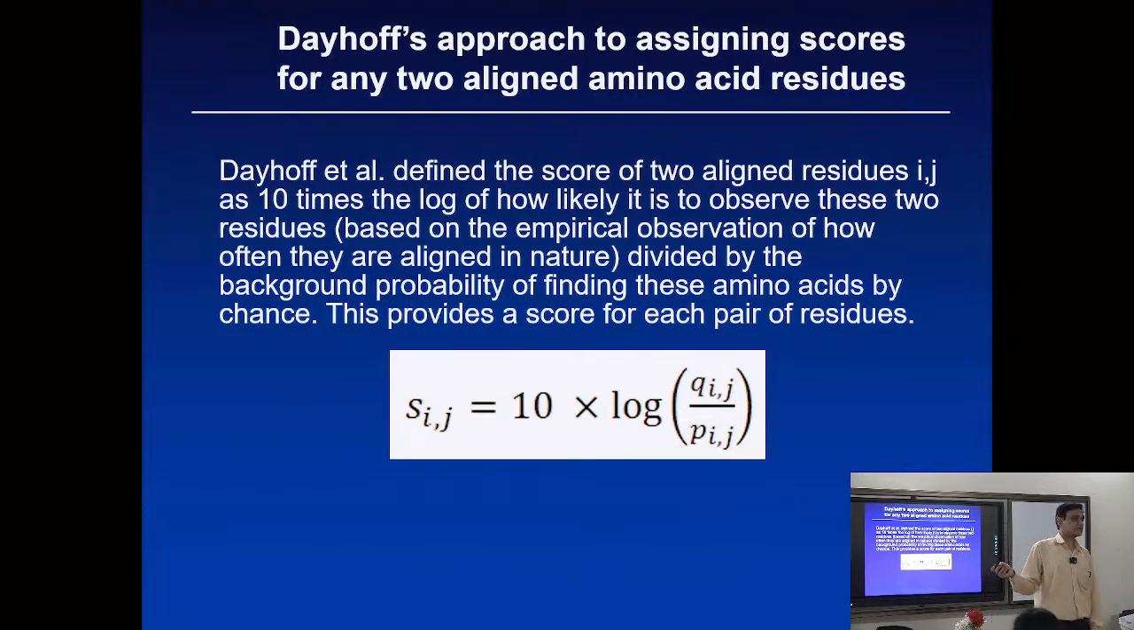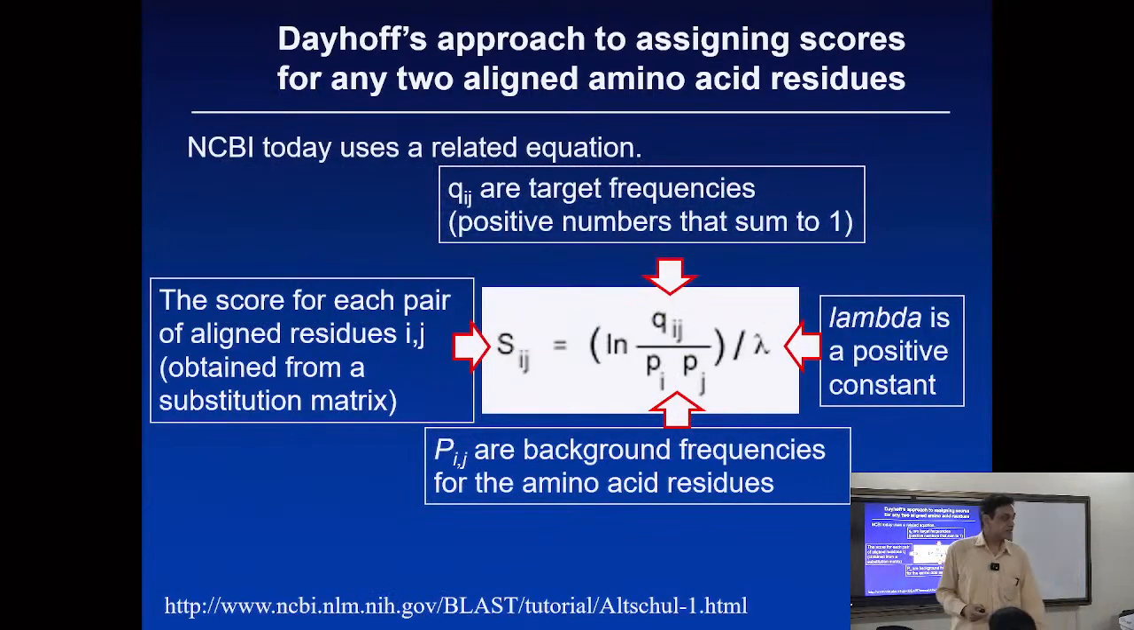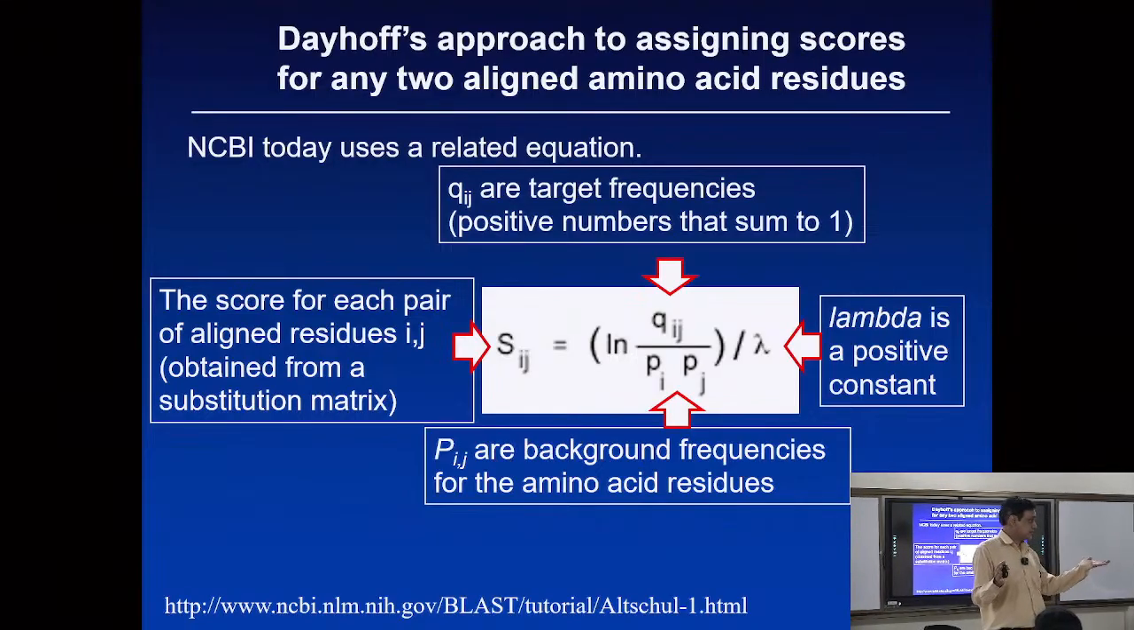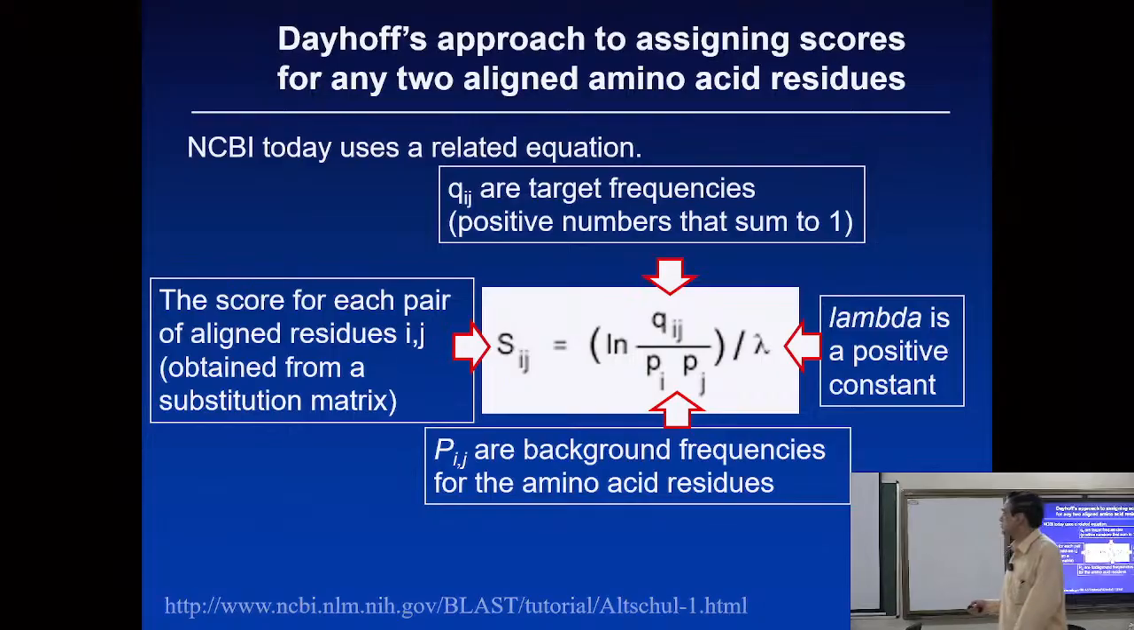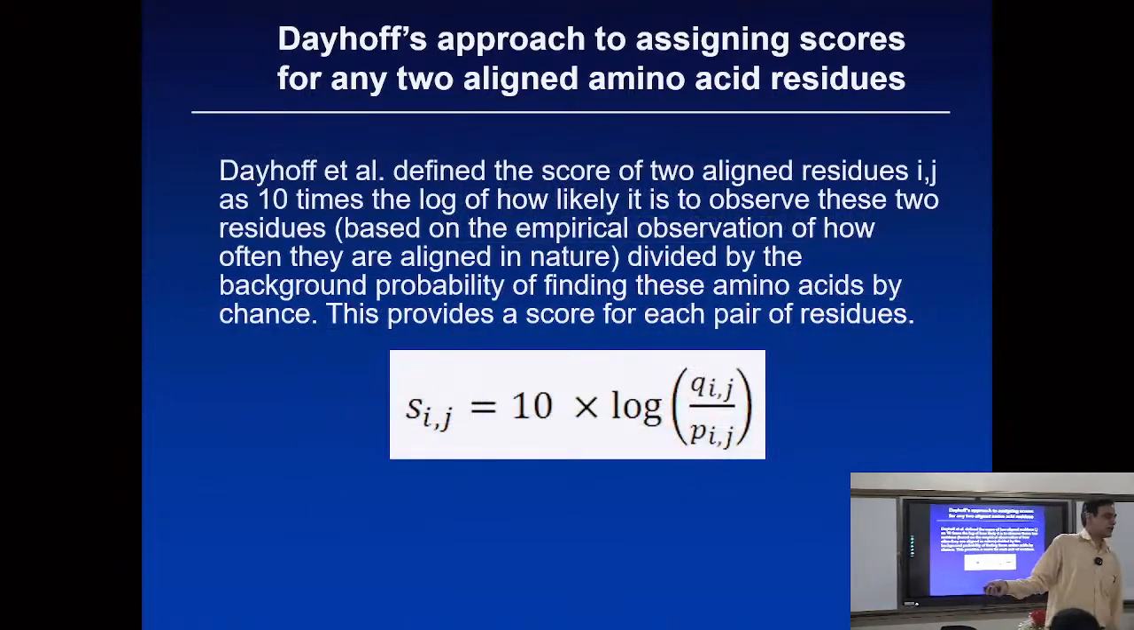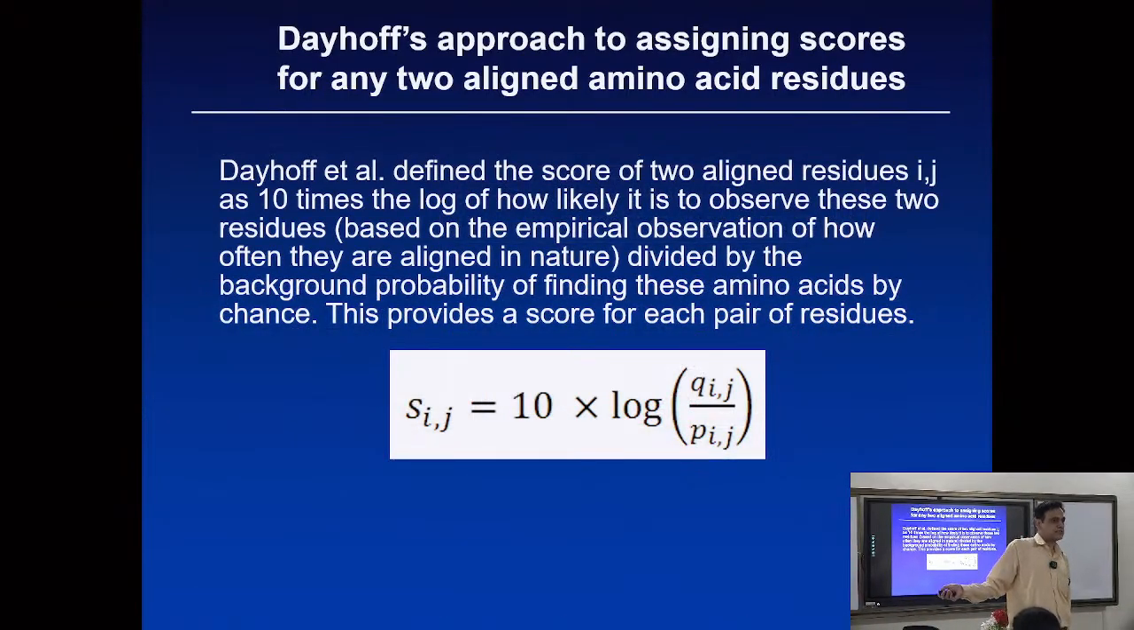Okay, so this is the whole idea of this formula. Okay, so this is what they did. Dayhoff et al. derived a matrix based on sequences that were highly similar to each other. Okay, which means that the scores for matches or identities were strongly positive, highly positive numbers. On the other hand, scores for mismatches were strongly negative numbers.